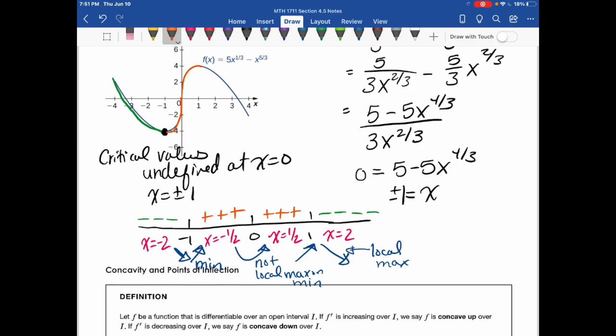Then from -1 to 0, it's increasing, and then from 0 to 1, it's increasing. And you can see that this point right here at 0 is not a local max or min, which is why it doesn't have a sign change on the derivative. And then lastly, from the point x equals 1 to infinity, that's decreasing. So that point we found was a local max because it goes from increasing to decreasing.